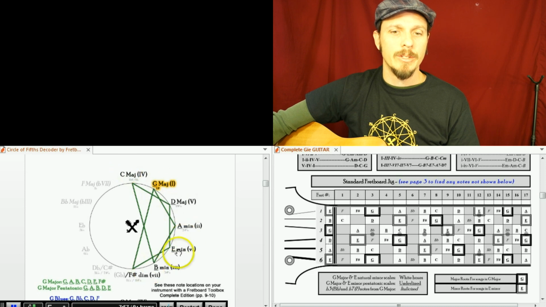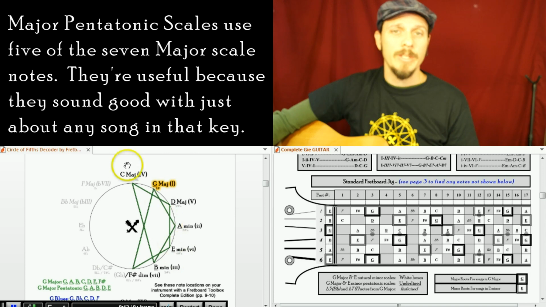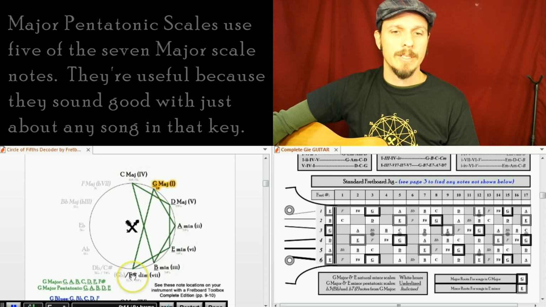So you can see which notes are in each scale right here. So the major scale notes are all the black ones. And then the pentatonic notes are always underlined on my toolboxes. And so the G pentatonic notes are G, A, B, D, and E.